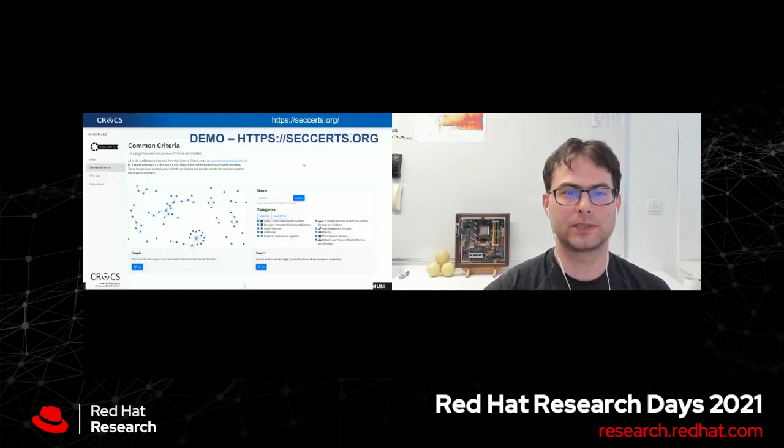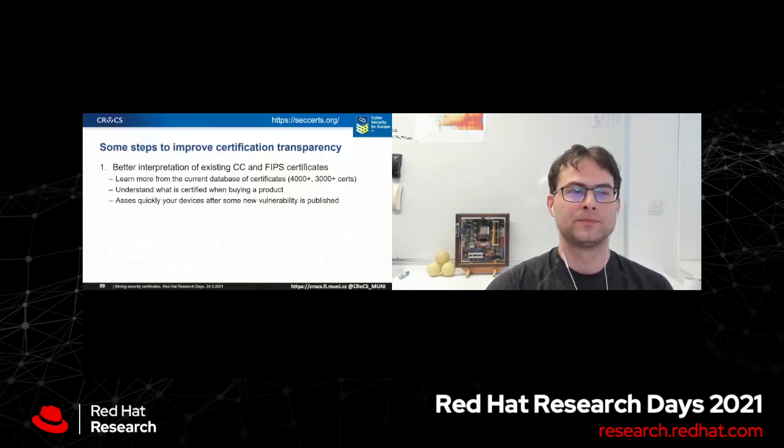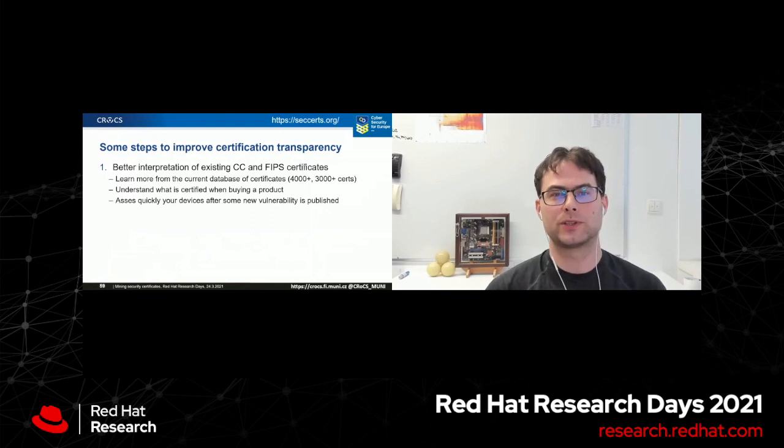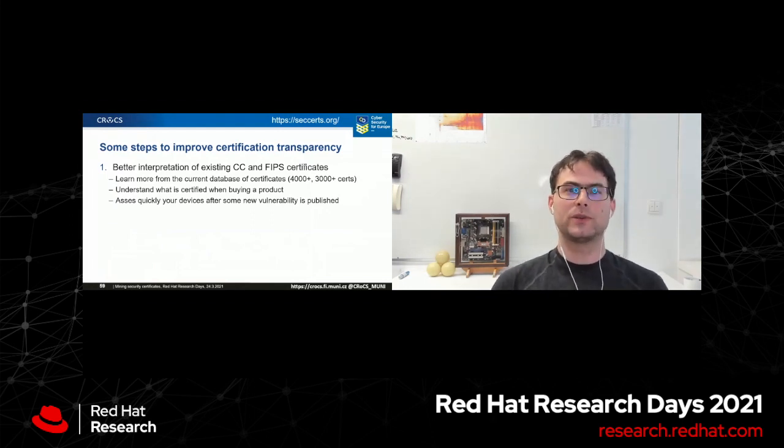And now I will move towards the last few slides. Good, let's do it. So what are the steps to improve certification transparency at the moment? We started with the first step. We took what is available and tried to extract the raw data and make a better interpretation based on what is now available. And already it's quite usable, at least we feel so, and it was usable in the past for us.